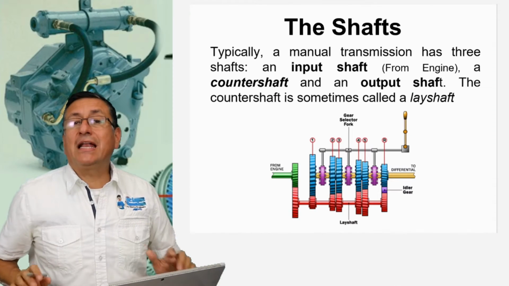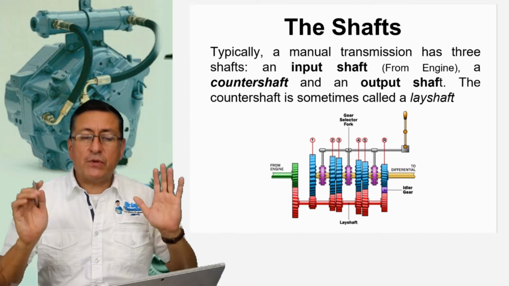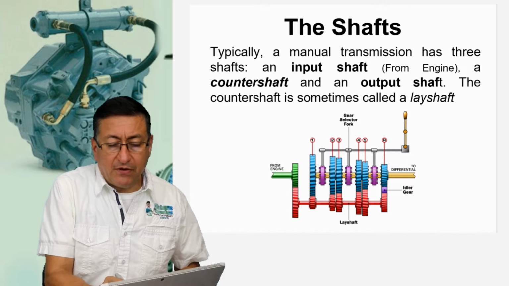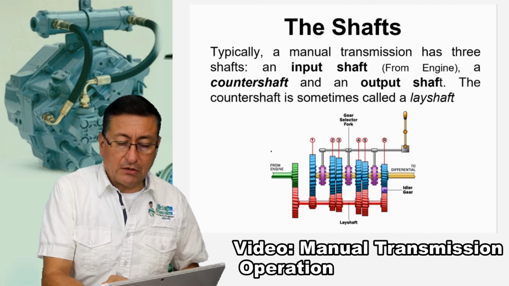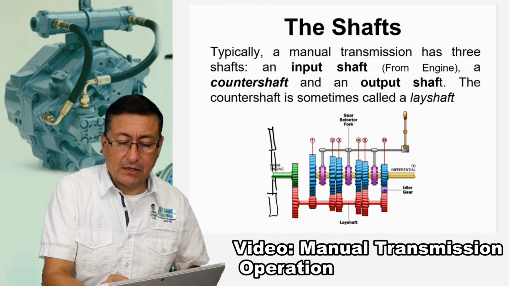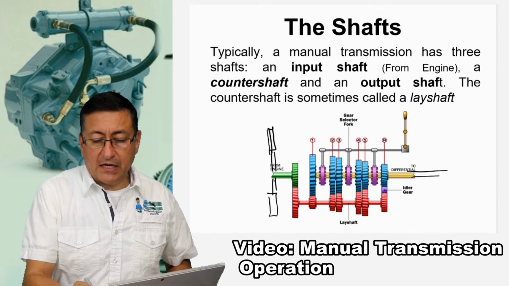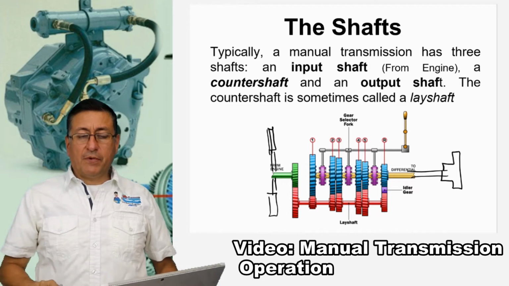All right, we are going to analyze the shafts. Once again, we have 3 shafts. This is the input shaft, and the input shaft is connected here with the friction plate, and this is the output shaft that finally is connected with the coupling. You remember that. All right, perfect.